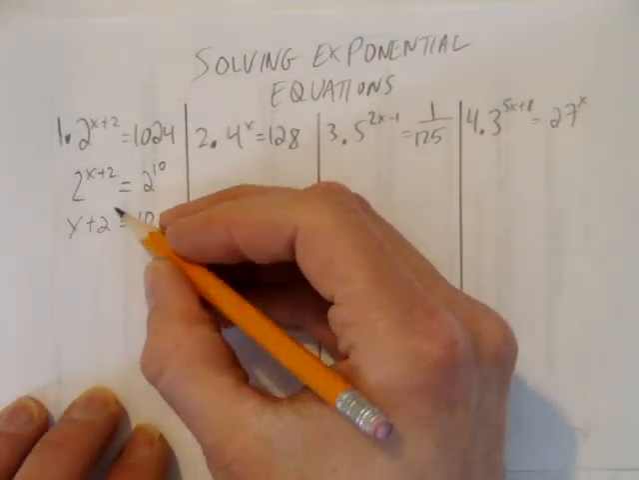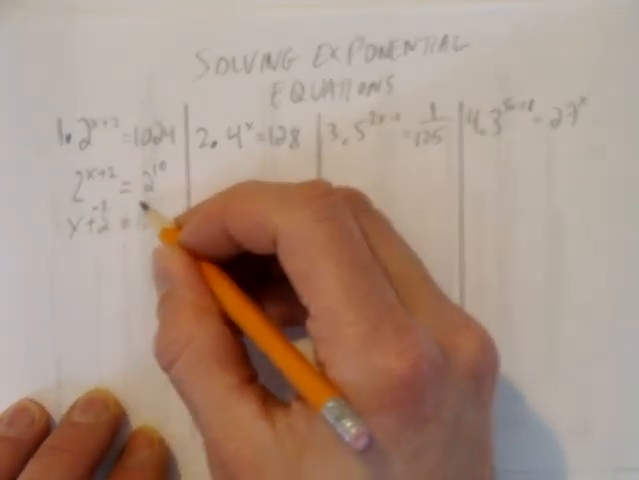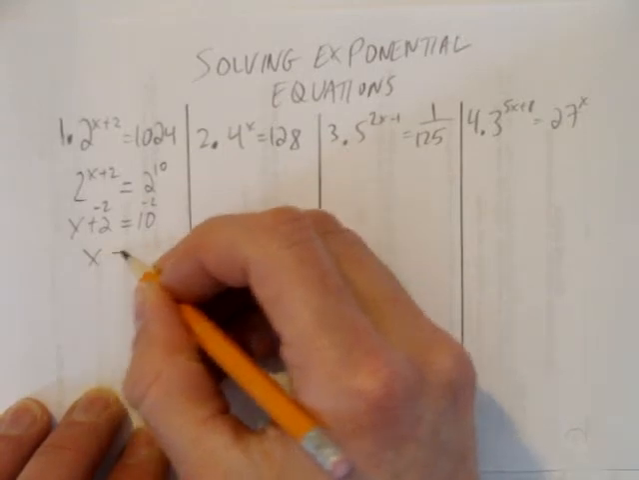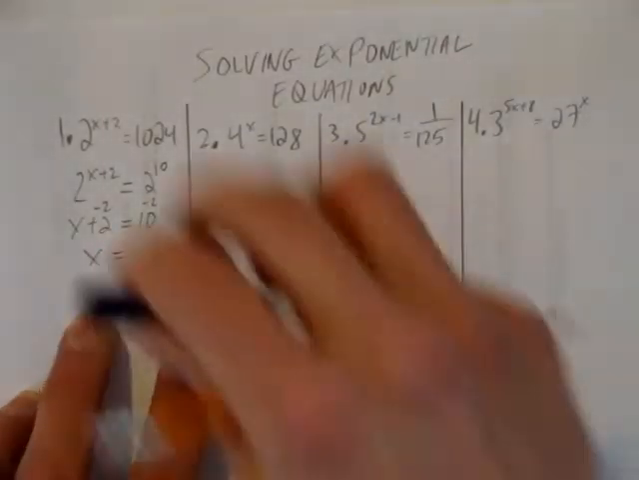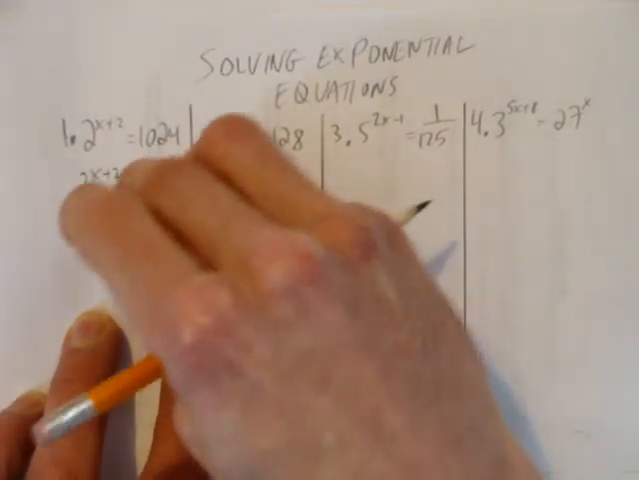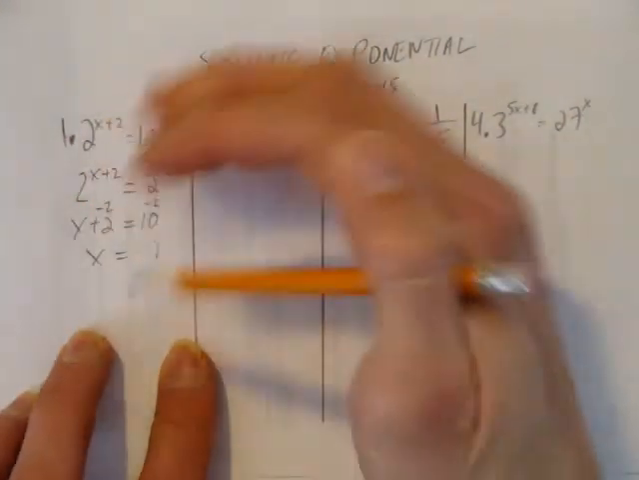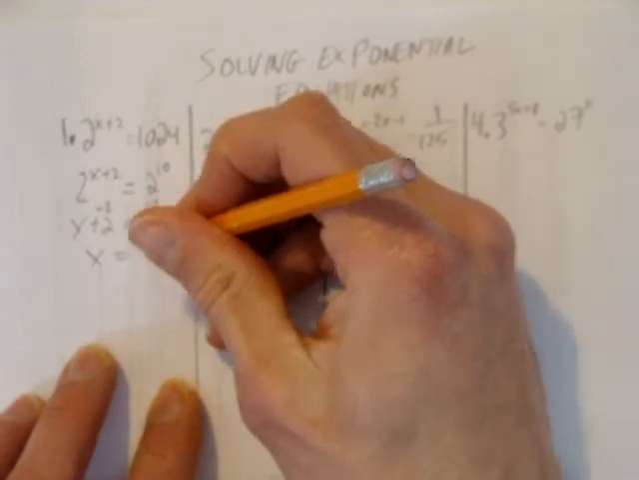Now it's a simple matter of just subtracting 2 both sides, and you get x equals, oh, almost made a mistake there, 10 minus 2. What's 10 take away 2? Of course, 8.